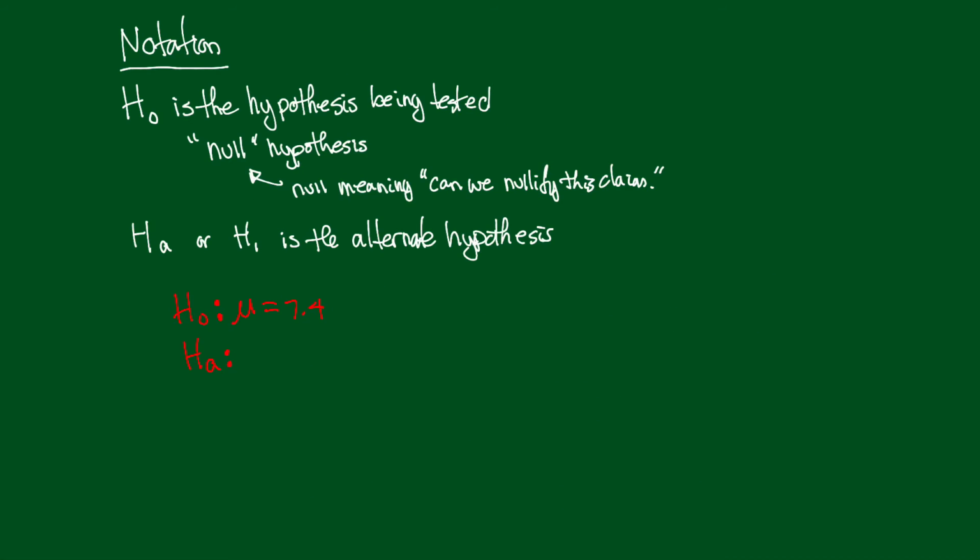So the way I'm going to write this one, just because of the wording of the problem, is going to be mu is not equal to 7.4. Now, just as a note here, if the problem said it is thought that this new drug may increase the pH level, then I might write something like this. Maybe I would write this: H sub A states that mu is greater than 7.4.